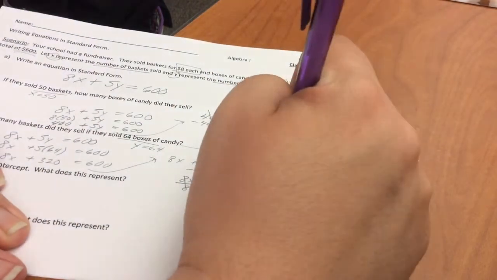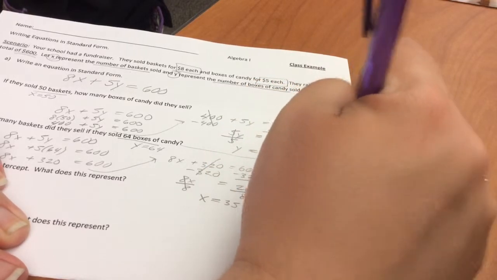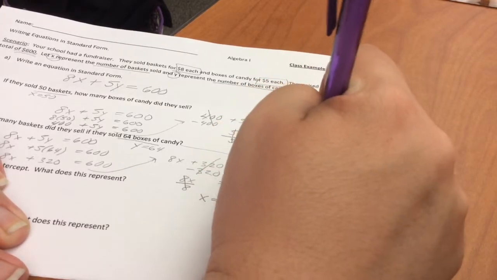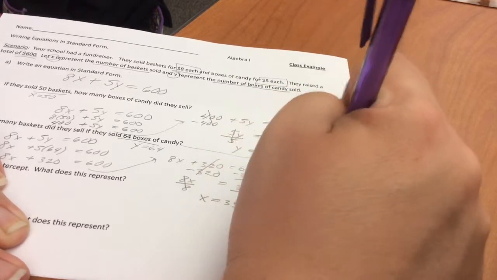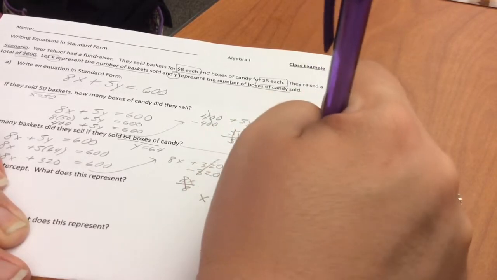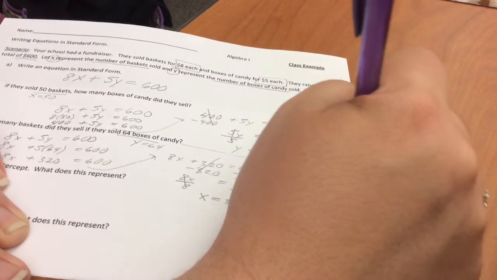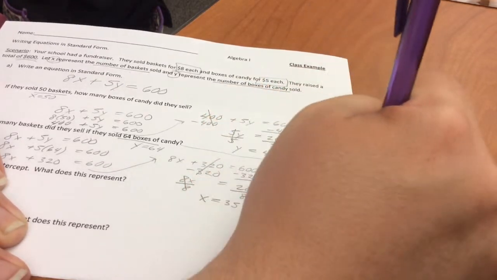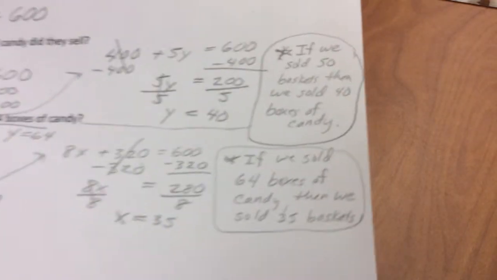I'm going to write that over here. If we sold 64 boxes of candy, then we sold 35 baskets. Go ahead and write that down on your paper. Hold it a little closer for a second. You can pause it if you need to.